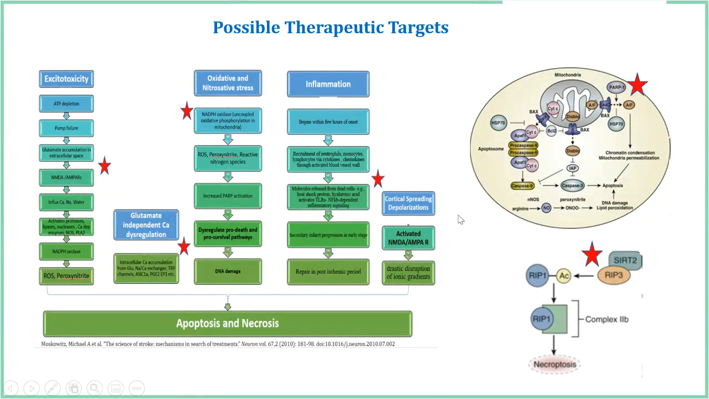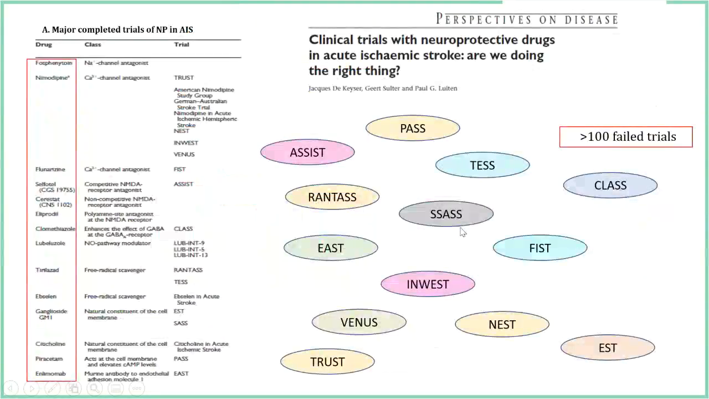So there are some therapeutic targets theoretically, but more than 100 trials have failed in a couple of decades in the past. They have used the sodium channel blockers, calcium channel blockers, the glutamate blockers, NMDA blockers, but all of these trials have not shown a promising effect in the acute stroke management. Why is that? What are we missing over here?